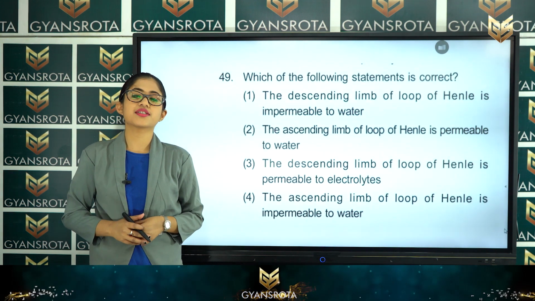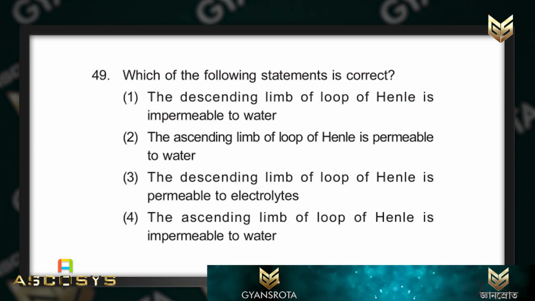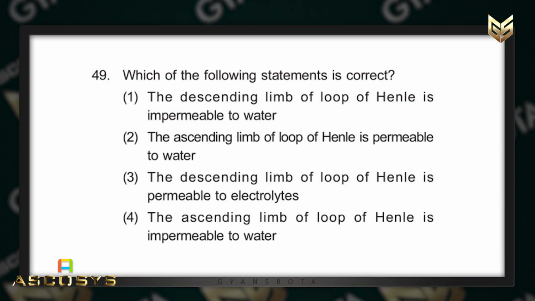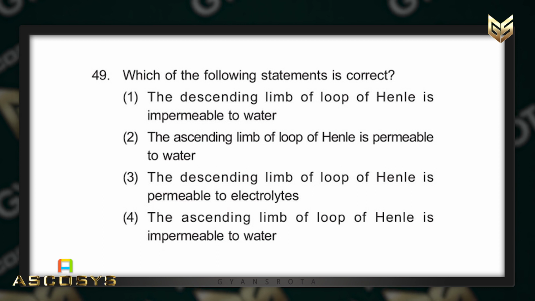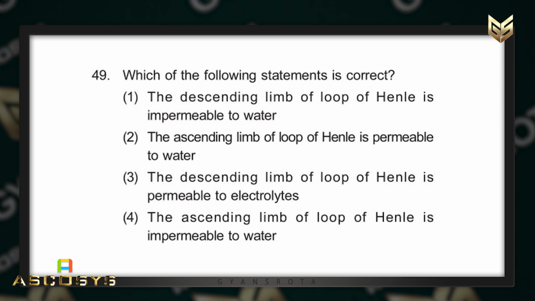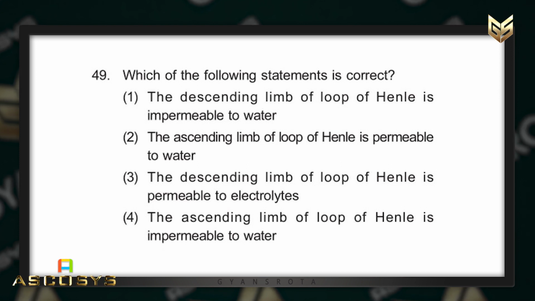In the next question, question number 49. Which of the following statements is correct? The descending limb of loop of Henle is impermeable to water. The ascending limb of loop of Henle is permeable to water. Option number 3 is the descending limb of loop of Henle is permeable to electrolytes, and option number 4 is the ascending limb of loop of Henle is impermeable to water.